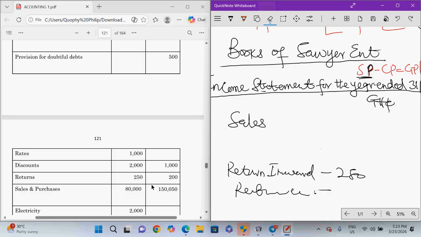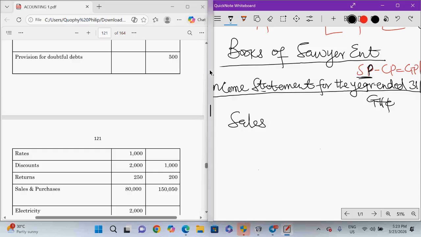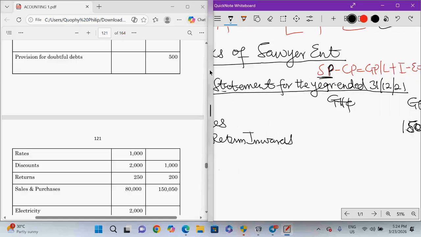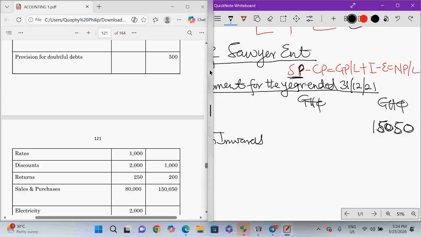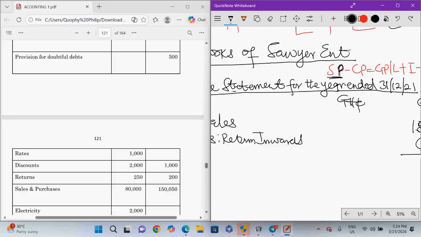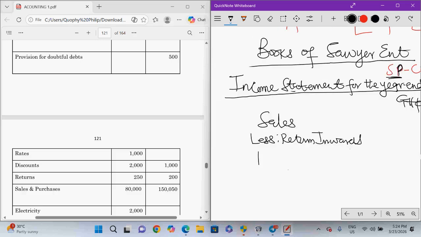So from here, we know that the return inwards is having a debit. Always know that return inwards is having a debit. So we less our return inwards. How much is our return inwards? Once we get this, we just find the difference. What is the difference? 149,800. So this is our net sales.